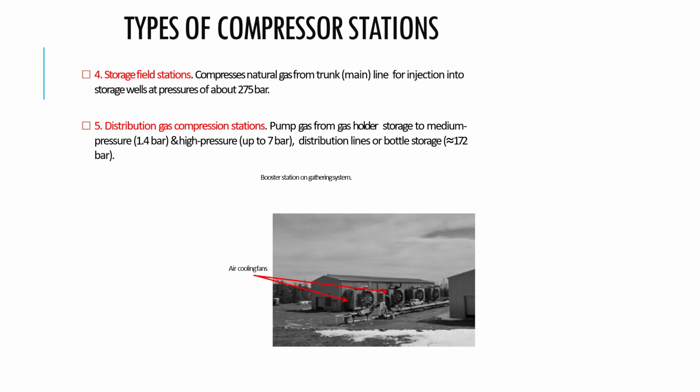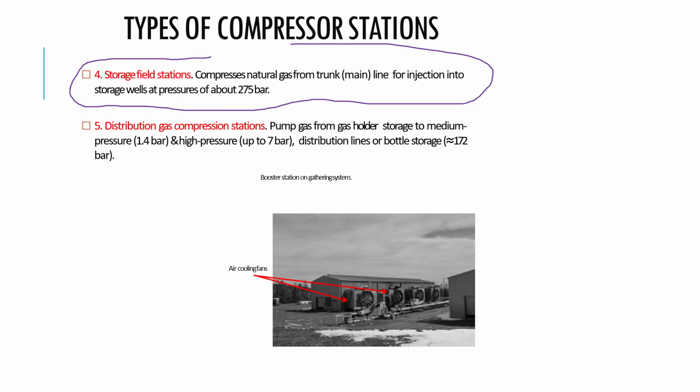Another type is what we call the storage field station, where the storage field station will compress natural gas from the trunk or from the main line for injecting in the wells, for example, the storage wells, and the pressure will be approximately 275 bar or approximately 300 bar, for example.